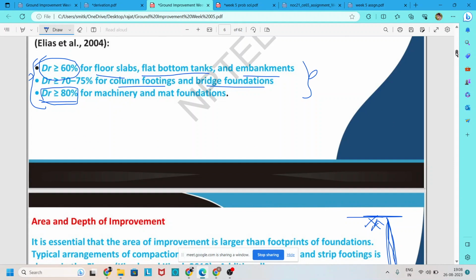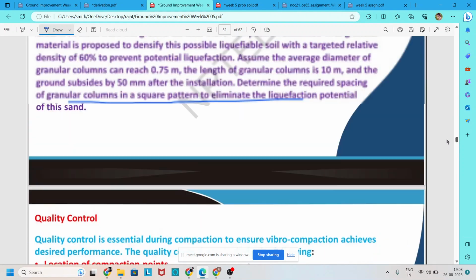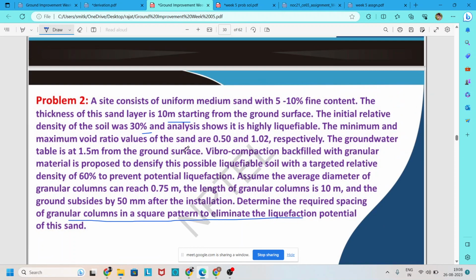So going to our problem, the maximum void ratio is given, the minimum void ratio is given, and based on the maximum and minimum void ratio, the targeted relative compaction is also given. By these we can easily find out the E1. After finding the E1, we apply the formula where everything is given. H is given as 10 meter, the diameter of the backfill material or column is given as 0.7 meter, and the ground settlement is given as 50 mm.